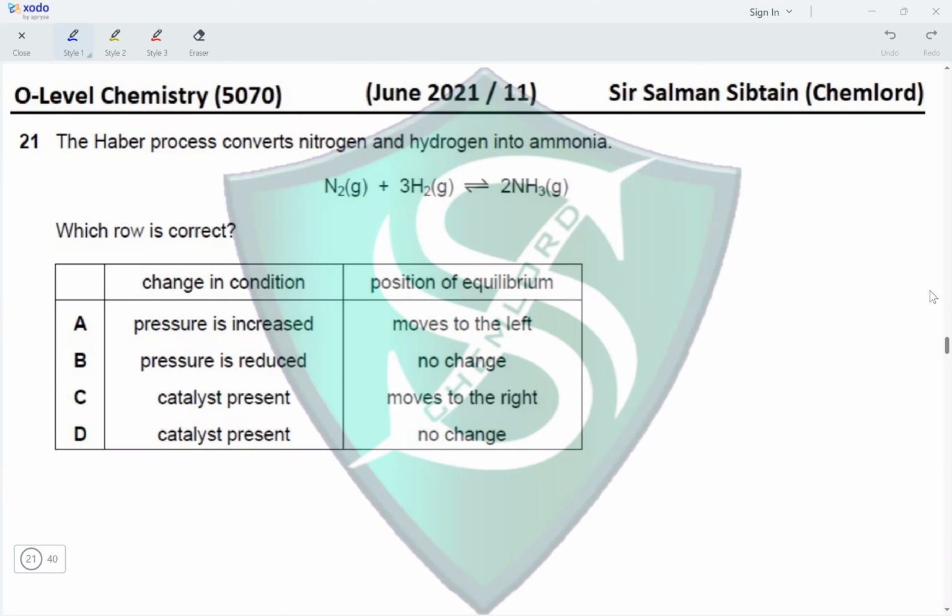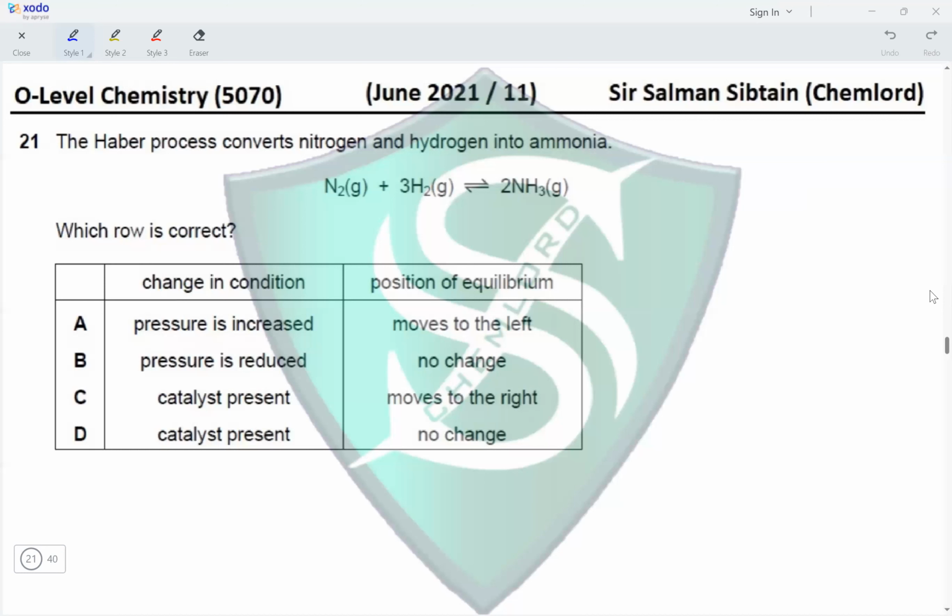If the pressure is increased, the position of the equilibrium moves to the left. No, this is wrong. If the pressure is increased, the position of the equilibrium will move to the right because an increase in pressure favors the side of the reaction with the lesser number of moles, and there are lesser number of moles of products than reactants, so equilibrium has to move towards the right, not towards the left.